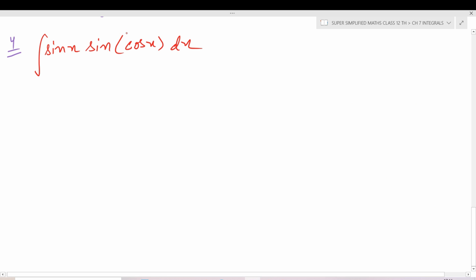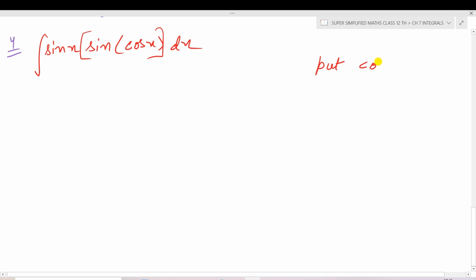Some of my students wanted to do a few questions that I have left for your practice. So let us do them. Fourth question is sin x into sine of cos x. Now you can see this is a composite function. So I have to simplify this composite function.